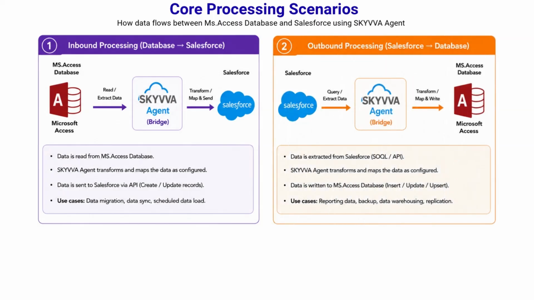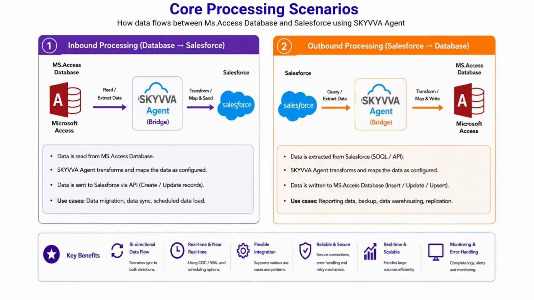Scenario 2. Outbound processing, Salesforce to database. In this scenario, Salesforce acts as the source system, while Microsoft Access serves as the target system. The integration begins when the SKYVVA agent securely connects to Salesforce and queries the configured business data using the Salesforce API. Based on the integration configuration, the agent extracts the required records, such as accounts, contacts, products, opportunities, or custom objects, without affecting the data stored in Salesforce.